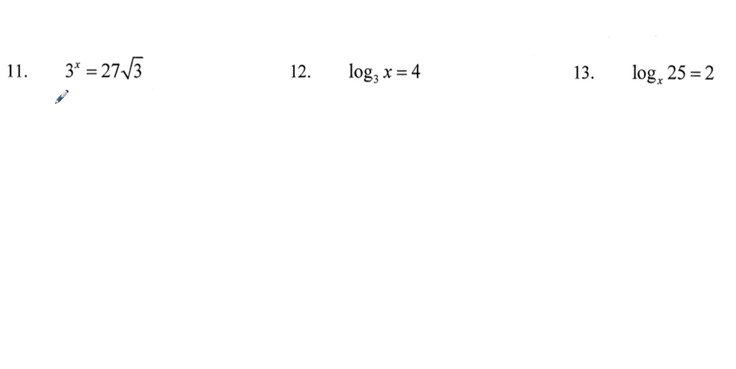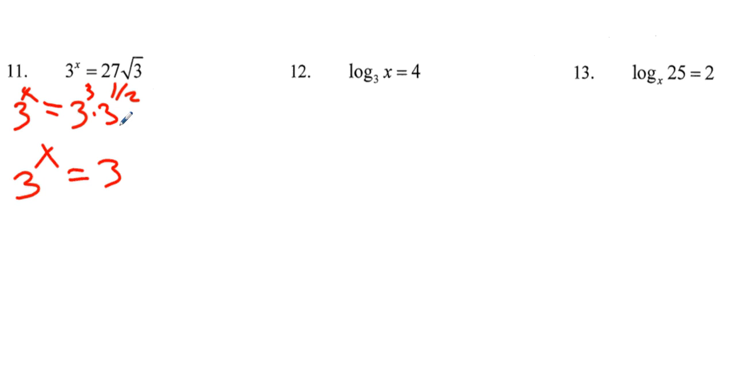Number 11 is about the same thing as the last problem. We need to convert them so they're all base 3. We have 3 to the x equals 27, which is 3 cubed, times the square root of 3, which is 3 to the half. Since we're multiplying things with the same base, you add the exponents. So we get 3 to the x equals 3 to the 3 plus 1 half. If you just put it as a fraction, it's 7 halves. Then since the bases are both 3, they cancel out. We're left with x equals 7 halves.